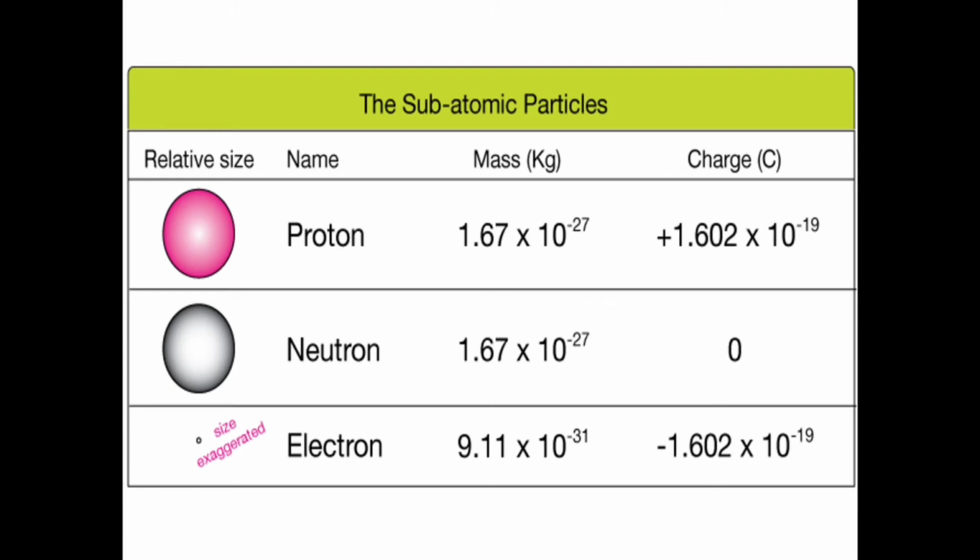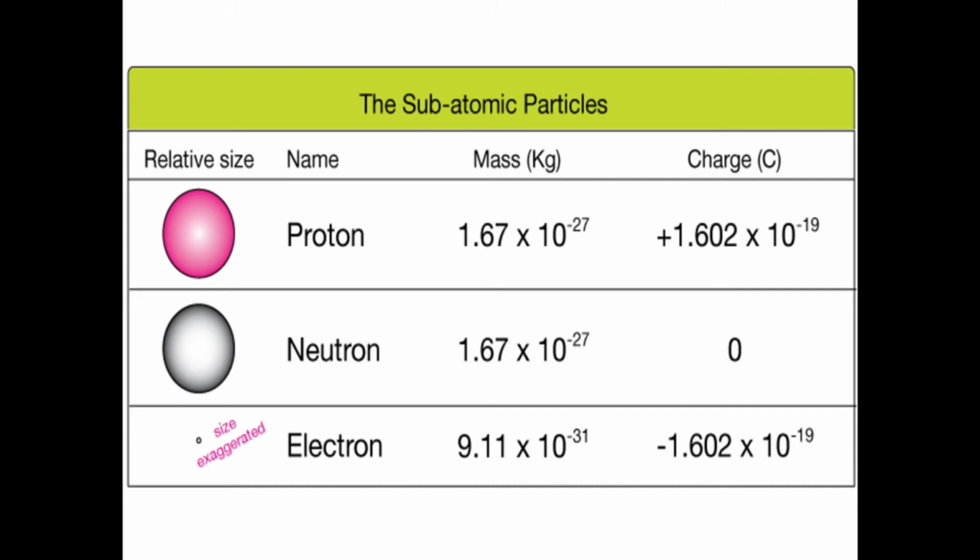Neutron. It was discovered by James Chadwick. Its symbol is N and its charge is 0. The mass of the neutron is 1.67 × 10^-27.